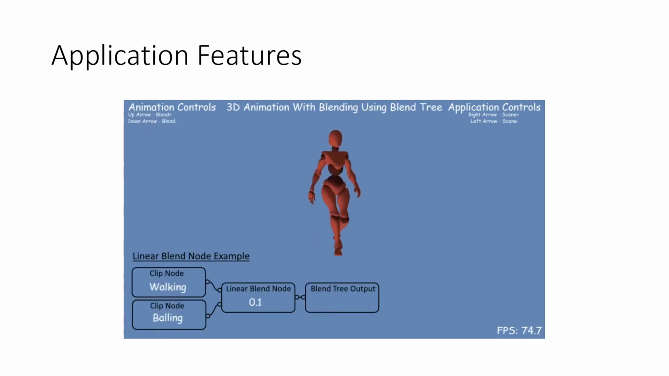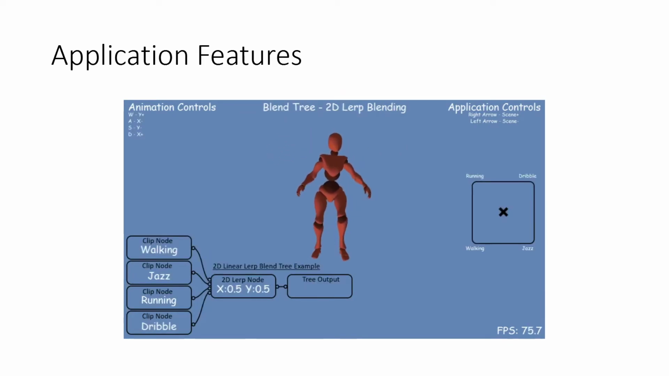So this is going into the blend tree. I've got a nice little linear blend node set up. Basically, 0 is walking, and you can increase it up to 1 where you're using this jazz pose that's going about.